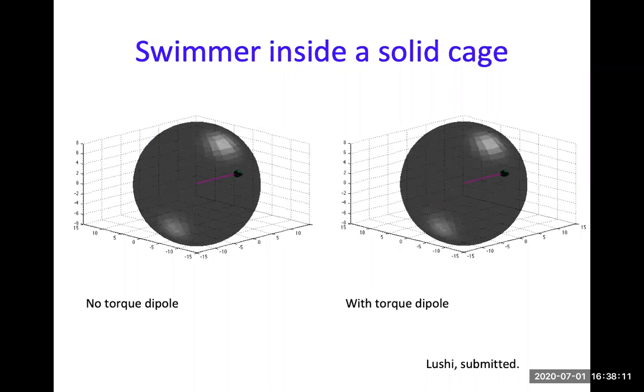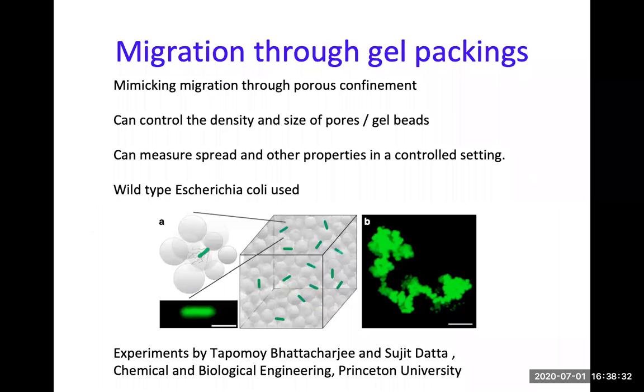Then one can modify this to have a swimmer inside a solid cage. So here, again, the one with no torque dipole will swim alongside the equator, but the one with the torque dipole will span a smaller circle inside. So why are we looking at this? Because we want to look at migration of bacteria through a porous material.